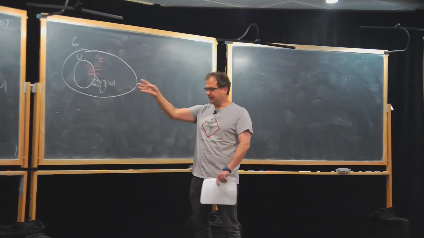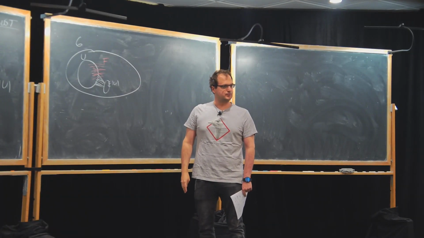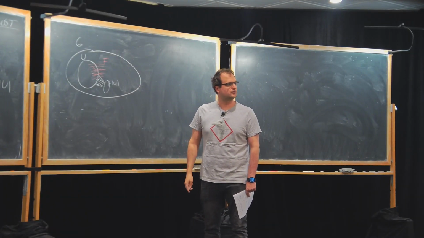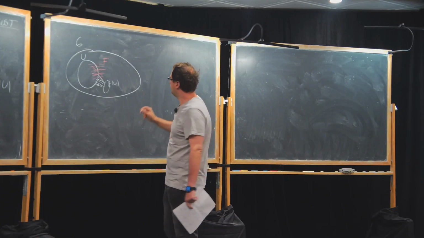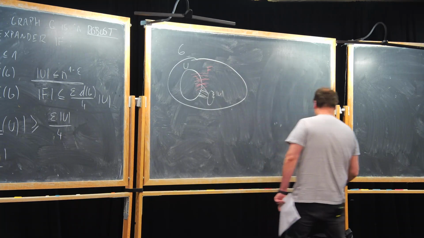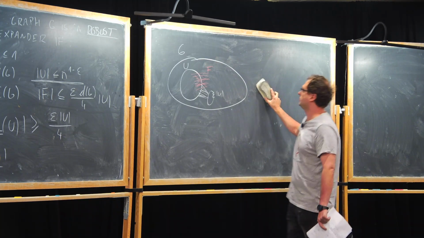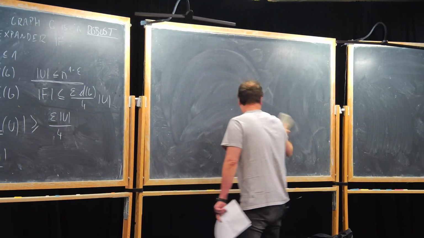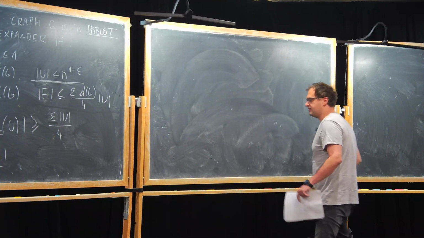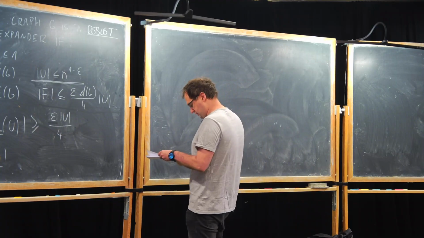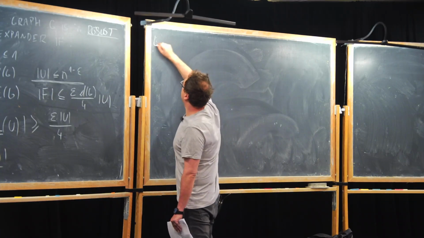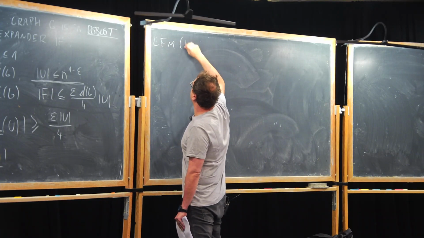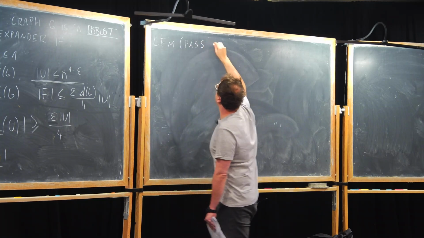So any questions about the definition? OK. If not, let me prove a lemma, which is the main point why we care about this, which is that you can find one of these things in any graph. So lemma, and I call this the path to expander lemma.